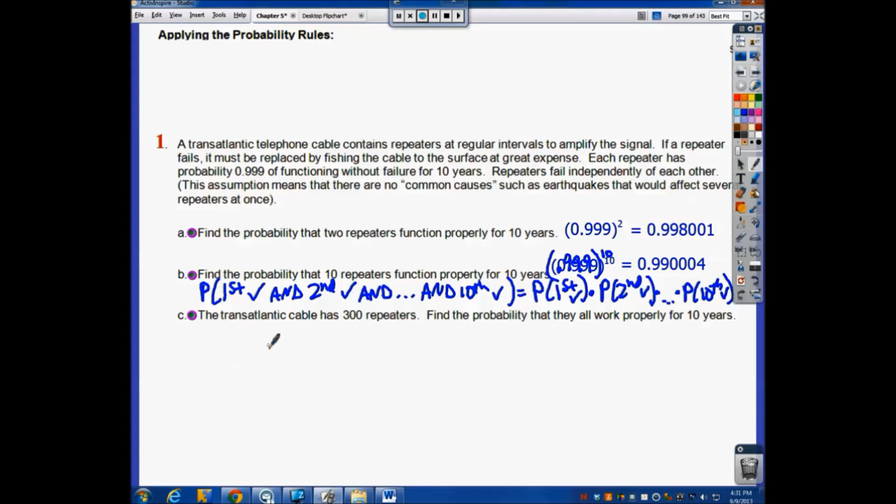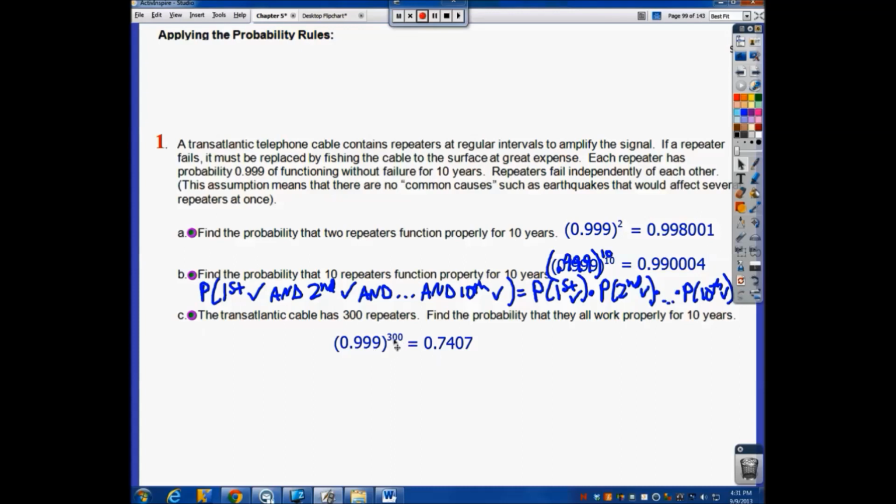So part C, the last one here. The transatlantic cable has 300 repeaters. Find a probability that they all work properly for 10 years. Well, we can multiply the probability that the first one works times the probability that the second works all the way up to the 300th. So we're really taking 0.999 to the 300th power.